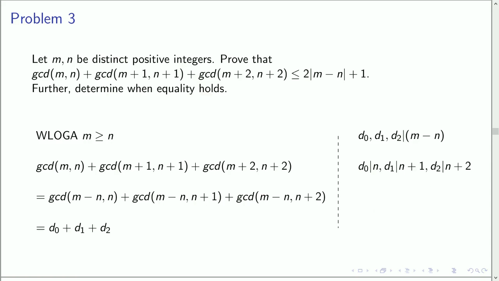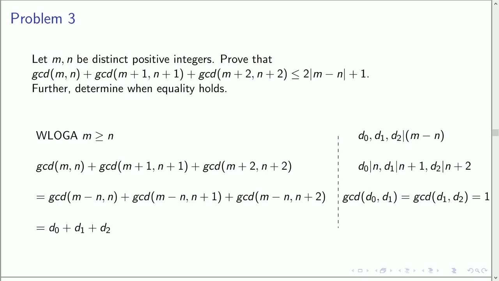Since D0 divides n and D1 divides n plus 1, D0 and D1 are co-prime. So basically GCD of D0 and D1 is 1. And since D1 divides n plus 1 and D2 divides n plus 2, these two numbers are also co-prime. The GCD will also divide the difference, so it will divide 1. So the GCD of D1 and D2 is 1.